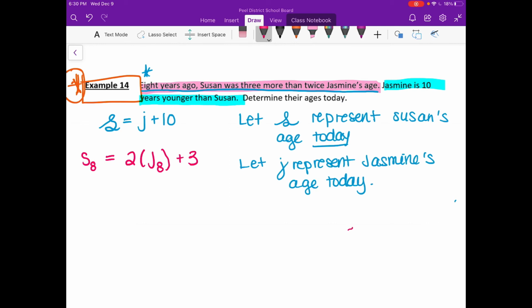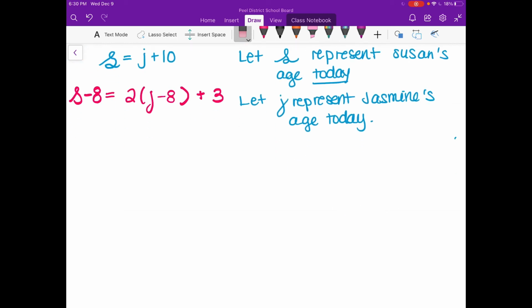Okay? So I'm just going to go back in and substitute my J8 and my S8. My S8 is just going to be Susan's age today minus 8. And then Jasmine's age today minus 8, right? Because this was all 8 years ago that it was happening. Now, this pink equation is the equation we're going to be working with. So you have S, again, I'm just going to make my S look a little bit nicer. S minus 8 is equal to 2 J minus 8 plus 3.